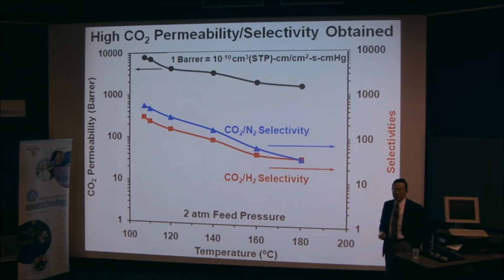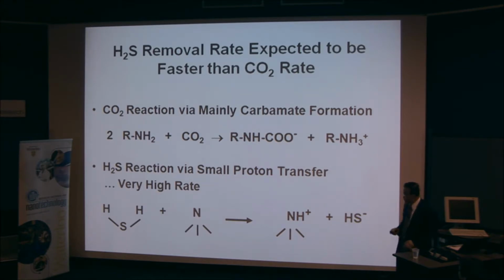And typically, in most applications we encounter, particularly the fuel cell application, the fuel cell is typically operating at 100 to about 140 degrees Celsius. So in this range, both permeability and selectivity are pretty good, and that's where our scale-up work will address hydrogen purification for fuel cells.